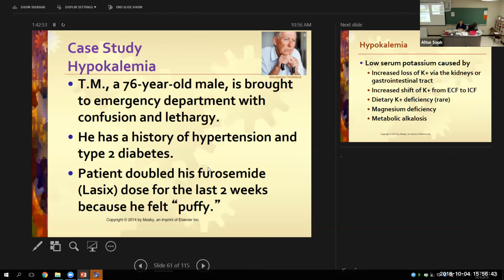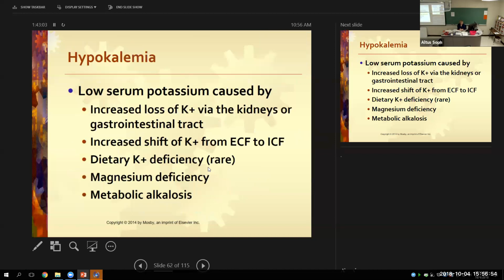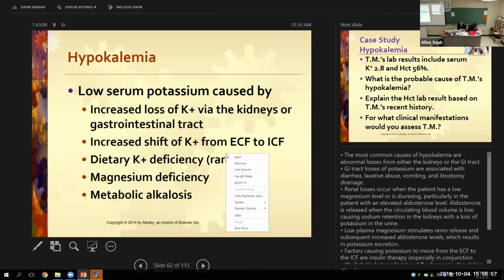So we had this little patient here. He was confused and lethargic. He does have a history of hypertension and type 2 diabetes. He doubled his Lasix for the last 2 weeks because he felt puffy. So he is possibly going to end up with hypokalemia. Our potassium now is below 3.5. So here we have increased loss of potassium via the kidneys or the GI tract. In this case, it sounds like it was his kidneys because of the extra Lasix.